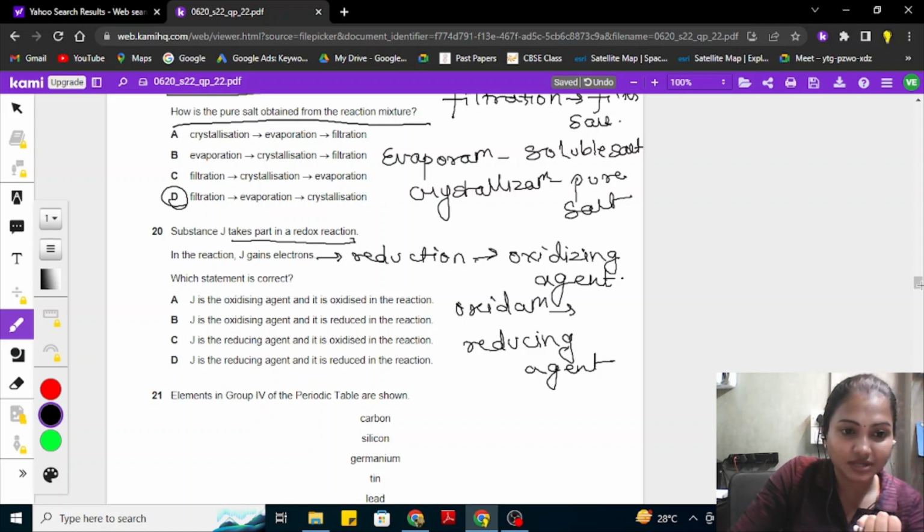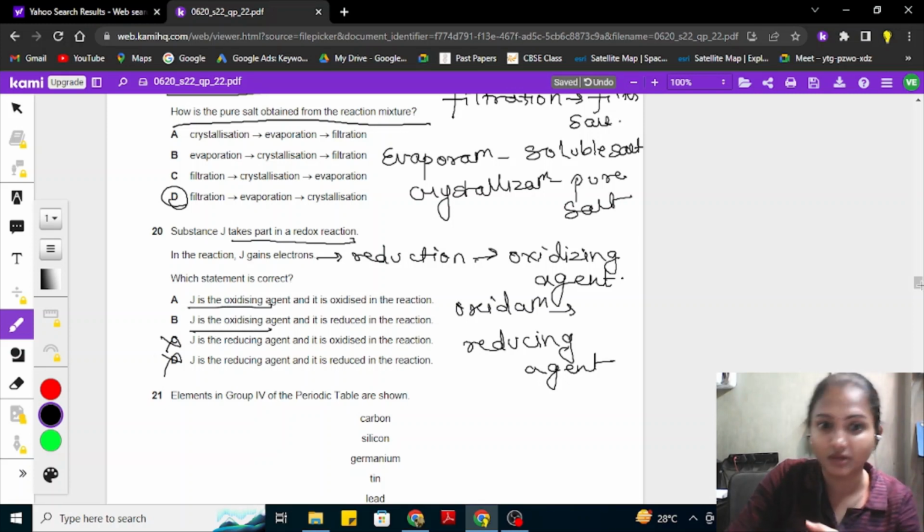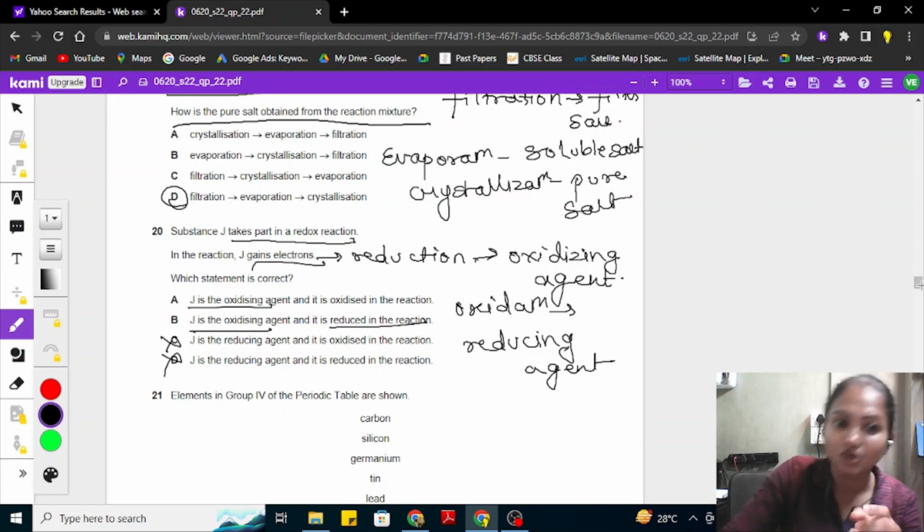So is J a reducing agent? No. It is undergoing reduction, so it is an oxidizing agent. So these two options get cancelled. J is an oxidizing agent, and both options are given. But always remember, if any substance is an oxidizing agent, it always gets reduced and undergoes reduction by gaining electrons. So for us, option B is correct.